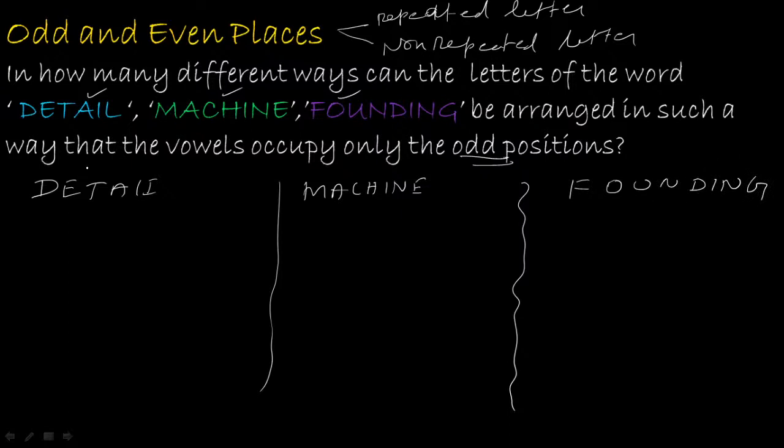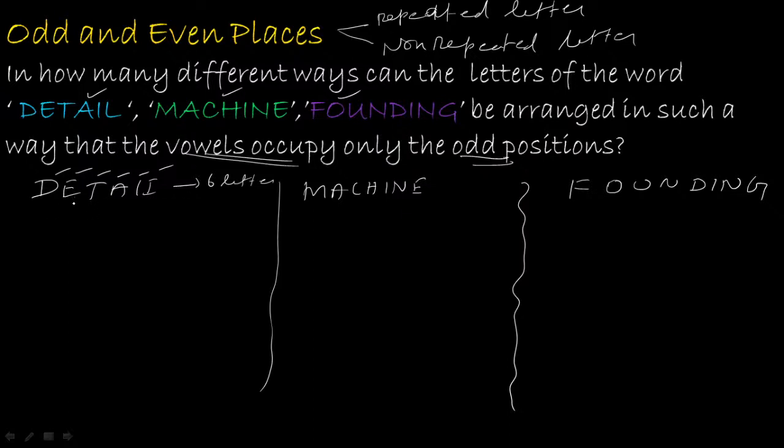So now let me first discuss detail. The condition is that the vowels occupy only the odd positions. Okay. So look at the word detail. You have 1, 2, 3, 4, 5, 6. You have 6 letters in the given word, isn't it? The word detail consists of 6 letters, of which vowels occupy only odd positions. Let's first find out what the vowels are here.